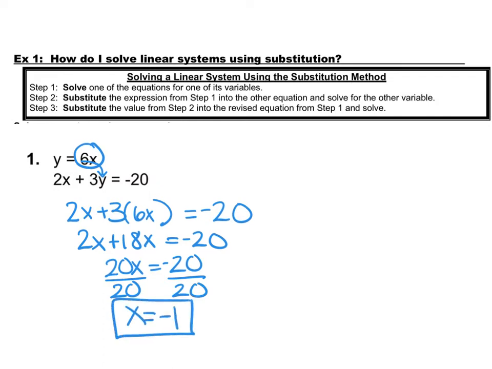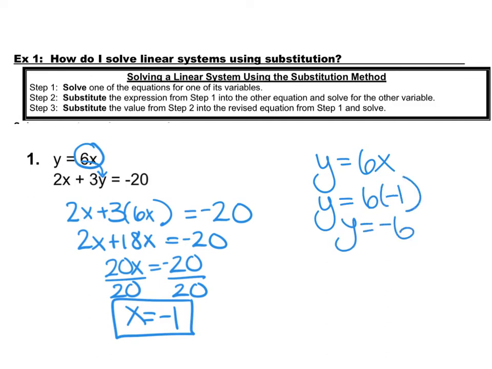All right, so now remember, we said it's a coordinate, so it's an x and a y. So now what we're going to do is substitute that back into one of these equations. I could substitute it into either the y is equal to 6x, or I could substitute it back into the 2x plus 3y is equal to negative 20. Well, looking at the y is equal to 6x is a lot easier than the other equation. So I'm going to say that x is equal to negative 1, so y is equal to 6 times negative 1, and so y is equal to negative 6.